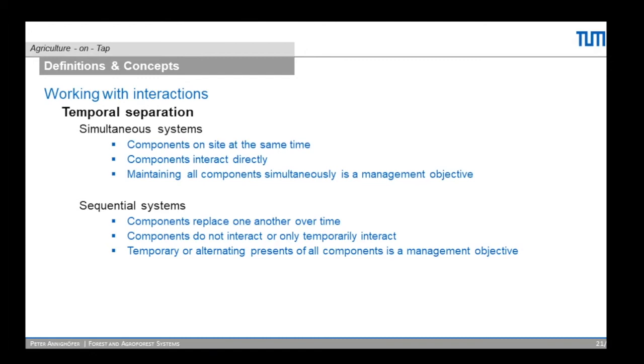And what this means is simply that if you try to use the different species in a simultaneous way, you want the effects they have on one another to happen the whole time while the product you're aiming for is being produced. And sequential systems have the aim that the products and the components in the system replace one another over time. And this not necessarily seasonally, but across the years.